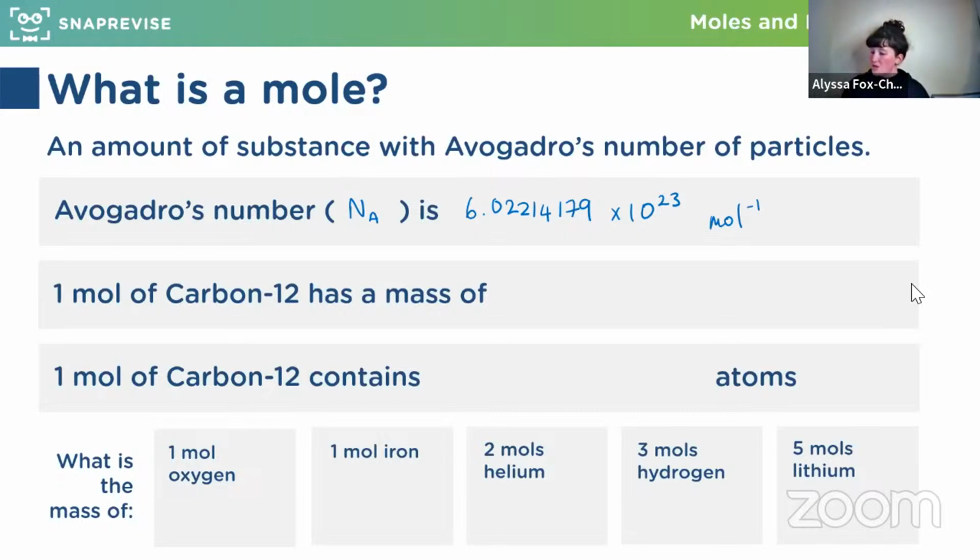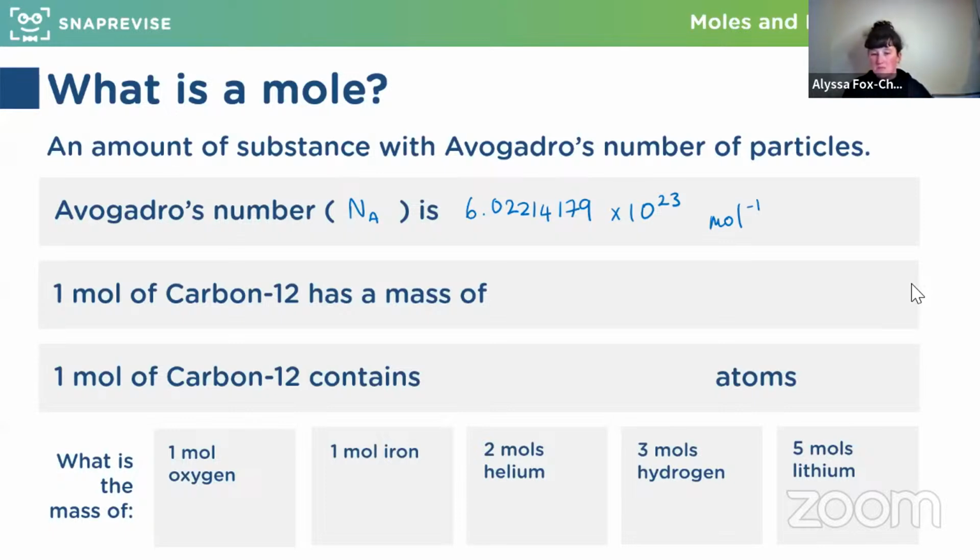Try again. So the units of Avogadro's number are per mole because it's the number of things per mole. That's what Avogadro's number tells us. It tells us there's 6.02214179 times 10 to the 23 things per mole of stuff.